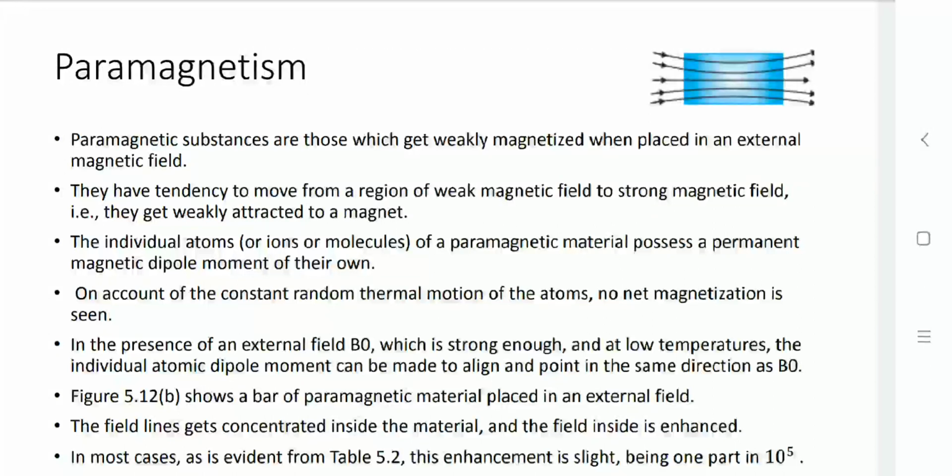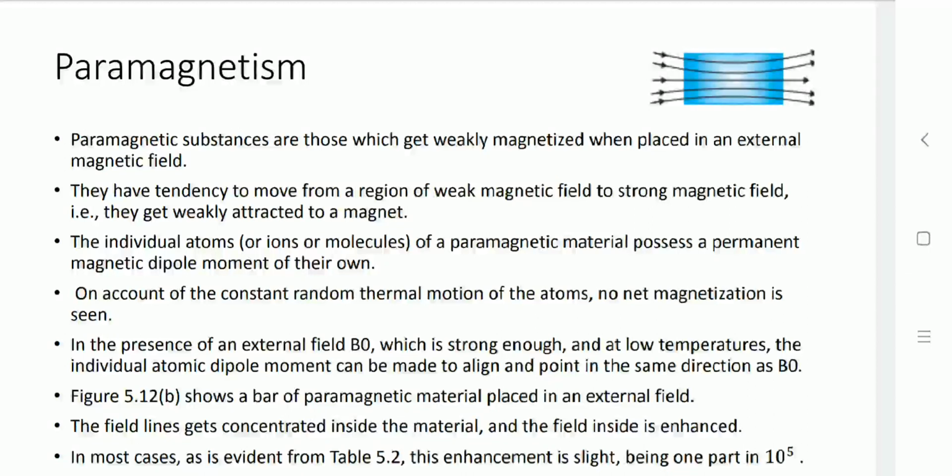But when we provide an external magnetic field B0, strong enough and at low temperature, the individual atomic dipole moments are generated and can be aligned in the same direction. Initially, their motion is random without an external field. When we provide the external field, the atomic dipole moments are all oriented in the same direction. In such a case, a magnetic effect can be generated.